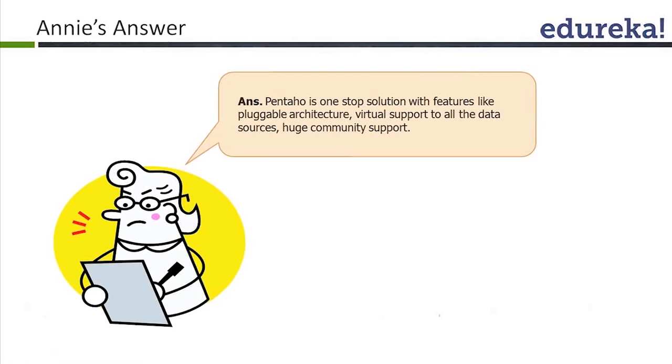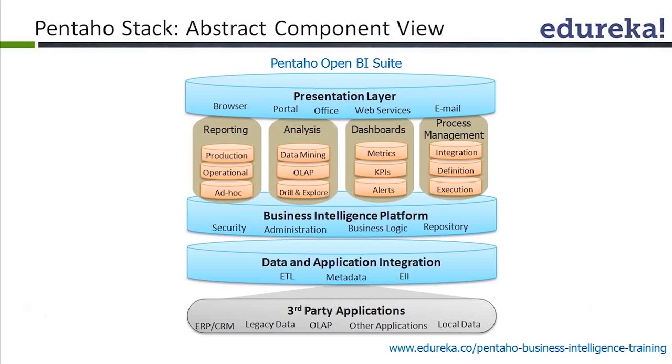So these are a few features which definitely make Pentaho distinctive. One-stop solution, pluggable architecture. One of the key things is that other solutions like Tableau or Jaspersoft don't have that flexibility. If you want to use their feature, you cannot easily integrate it on top of your existing solution. Virtual support for all the data sources, huge community support. They have almost 14,000 active members.